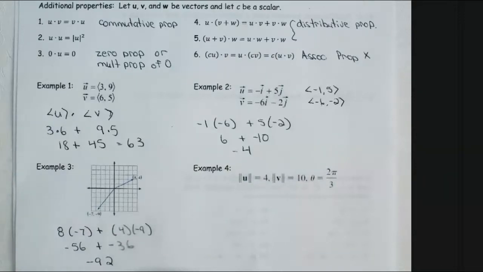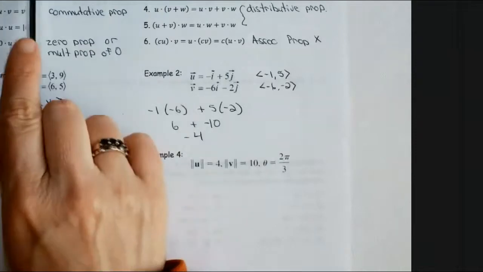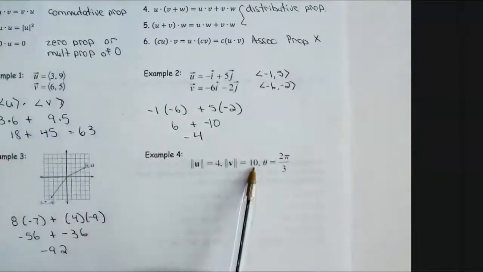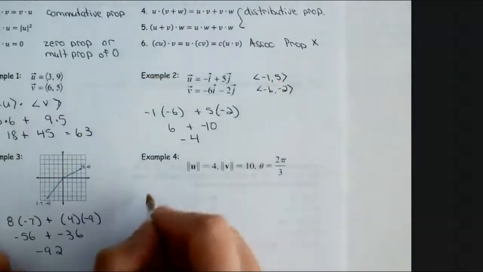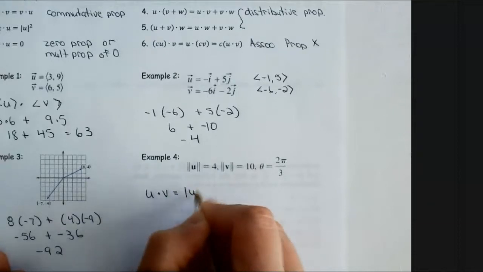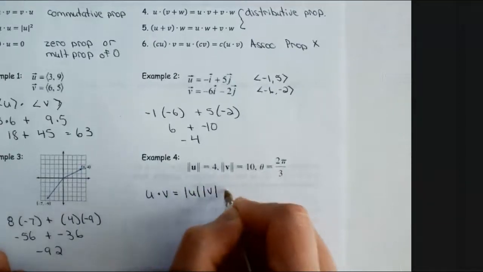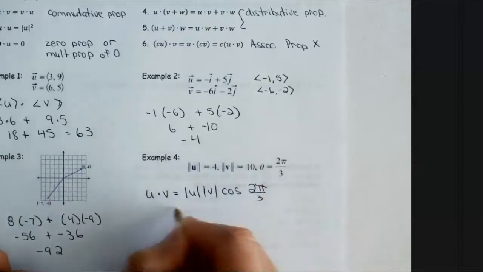Now, if you look at the last one, in this particular case, we do have an angle. If you look at the first method, I'd have to know the components, and I don't know the components. I just have the magnitude. So if you look at your second formula up there, if I'm doing u times v, it says the magnitude of u, magnitude of v times the cosine of the angle in between.